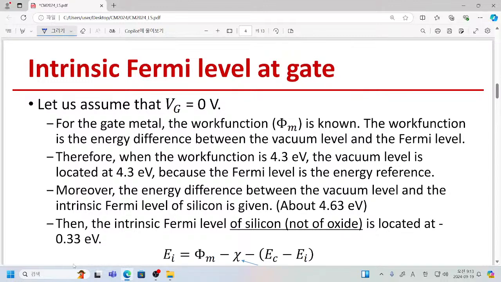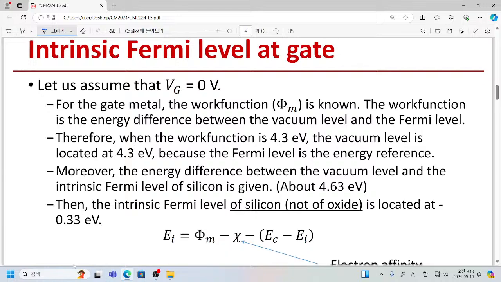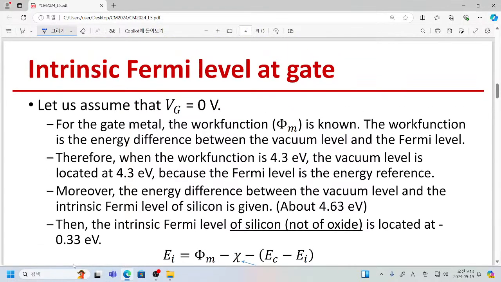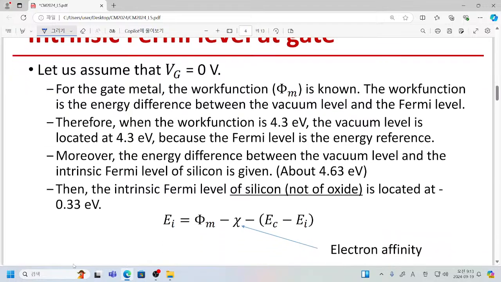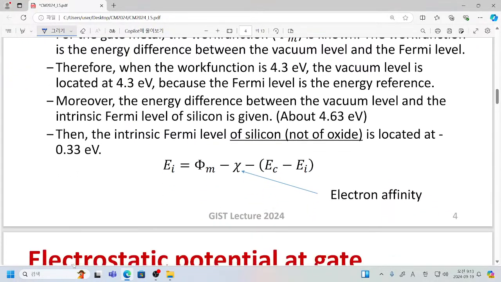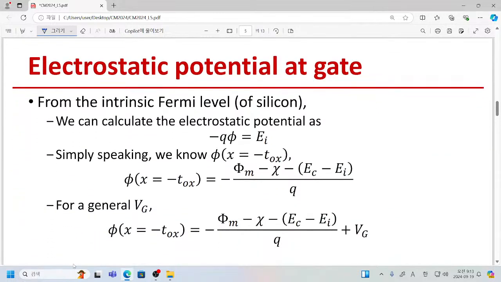So how can we find out the values of electrostatic potential at the gate? That is summarized in this slide. In order to understand this slide, first of all, we have to understand this one. You must remember or understand this relation. So we have introduced electrostatic potential.